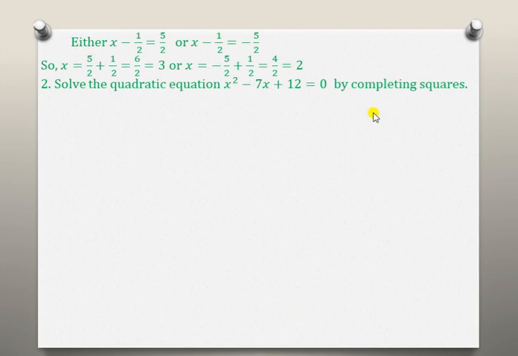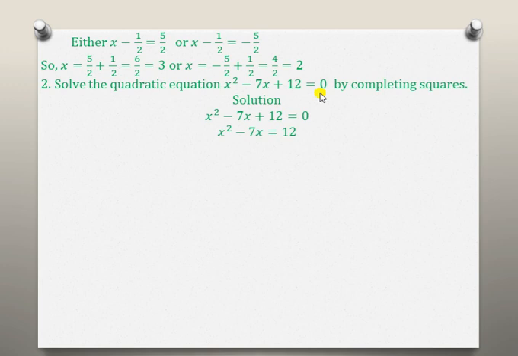Let's look at another question. It says, solve the quadratic equation x squared minus 7x plus 12 equals 0 by completing squares. The procedures are going to be simply the same, only that the final values of x will be different because the questions are different.